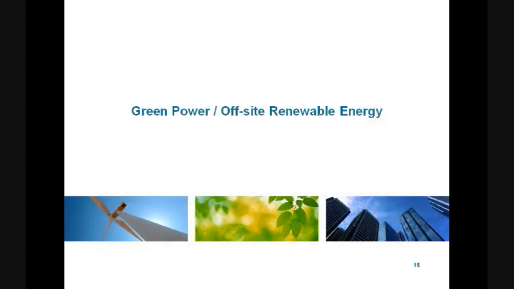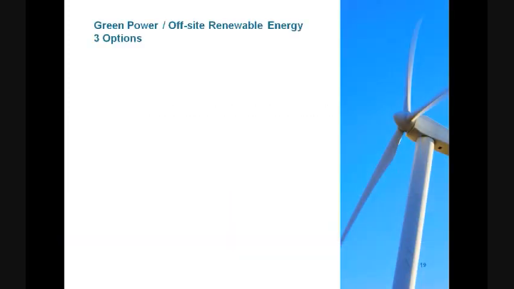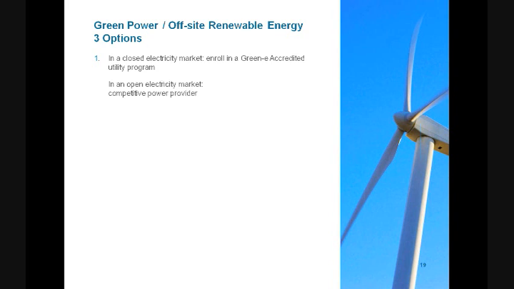So let's spend a few minutes talking about off-site. Now, again, you have 3 options. The first is, in a closed electricity market, you can enroll in your Green-e accredited utility program. Right? We talked about that. That's where you check a box. In an open electricity market like Texas, you can shop your power, and decide you want to purchase from a green power provider. In either case, you can purchase renewable energy certificates. So you've got 3 options for your off-site credits.